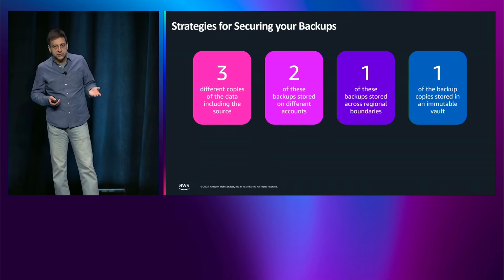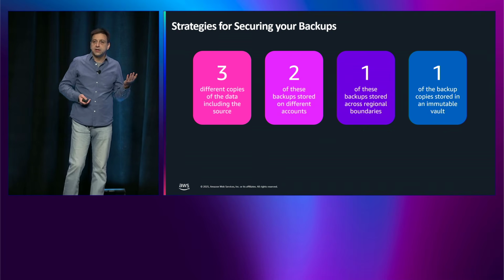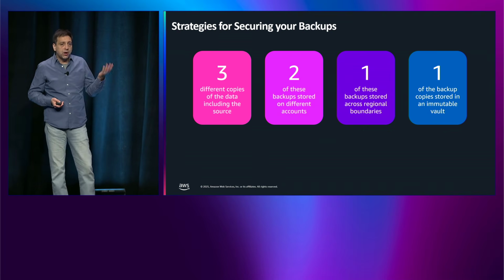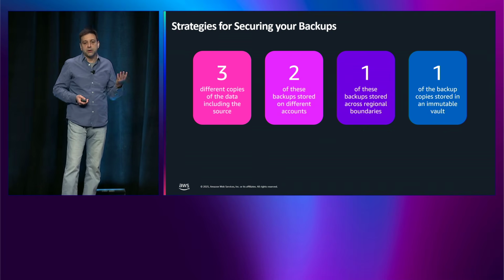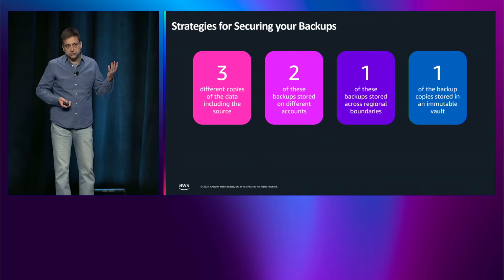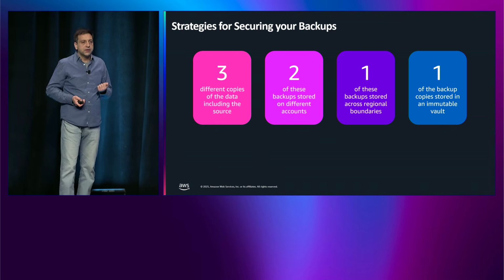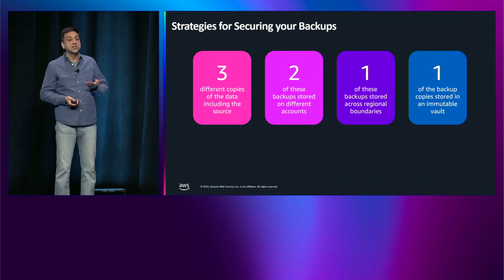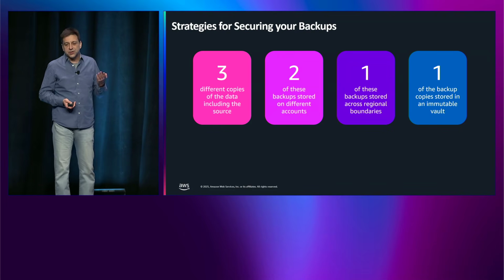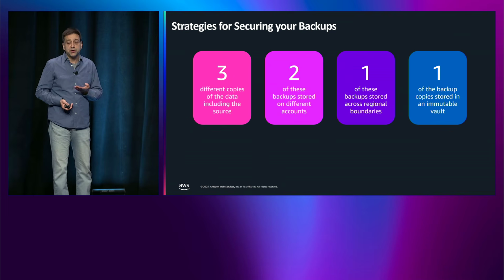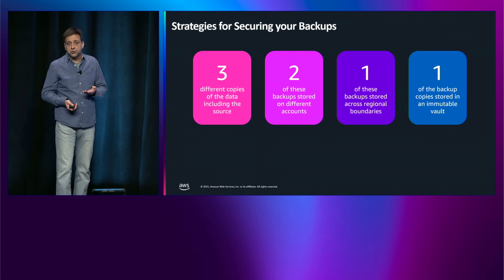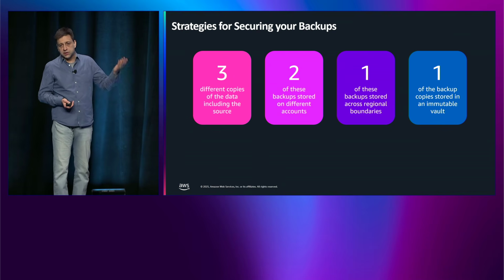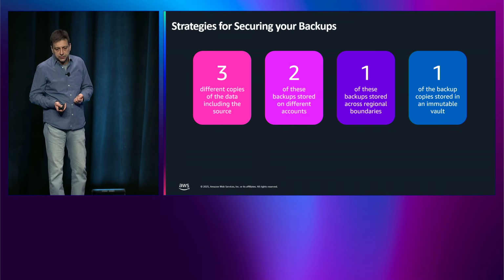You should have 3 copies of data, 2 of which are backups, and 1 of which is across your trust boundaries. On the other side, one important part is, depending on whether you're targeting disaster recovery as well as cyber resilience, you can decide whether you're going to put your backups in a separate region or keep them in the same region.